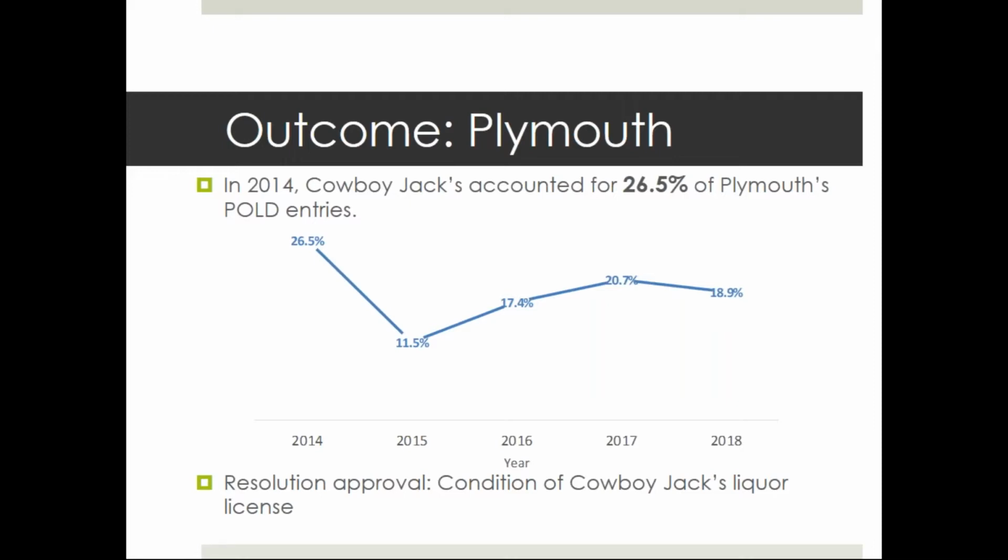And lo and behold, although for 6 months Cowboy Jack's had been telling us that there's nothing we can do, this is not coming from our establishment, we don't know what's going on, why are you saying that people have been drinking at Cowboy Jack's? Once it was made a condition of their license, they significantly reduced the number of times that they were listed as a poll. You can see how that trend was a significant drop. It has crept up again, but we've been keeping an eye on it, and overall we have really been happy with the decrease that we have seen in incidents at Cowboy Jack's.